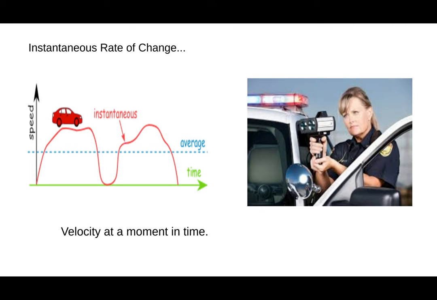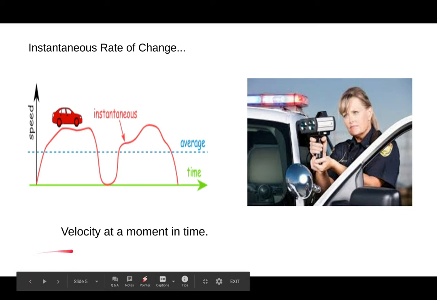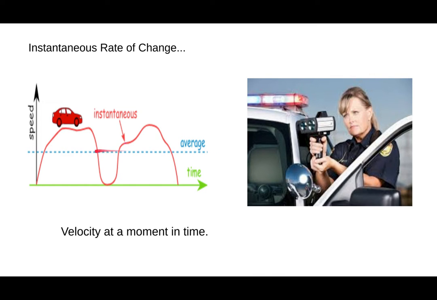So instantaneous rate of change, it's velocity at a moment in time. So if you're driving, you have an average speed, which is an average of how fast you're going at different moments in time. However, when the state trooper uses their radar gun to see how fast you're driving, the state trooper catches you at one moment in time. And that's what we're measuring with instantaneous rate of change, is the velocity at a moment in time.